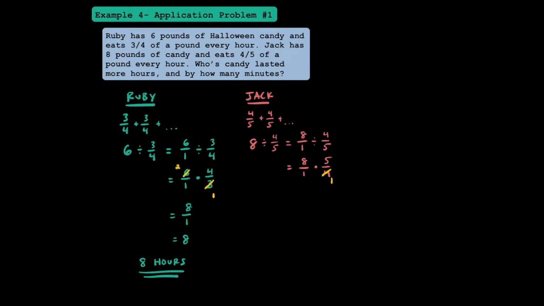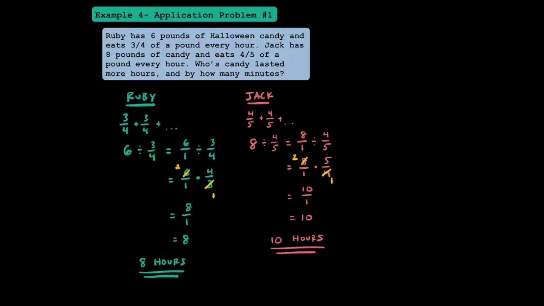With some cross canceling, we have a 1 and a 2 here. And multiplying, we're going to get 10 over 1. Simplified, this is just going to be 10. It's going to take Jack 10 hours to finish his candy.